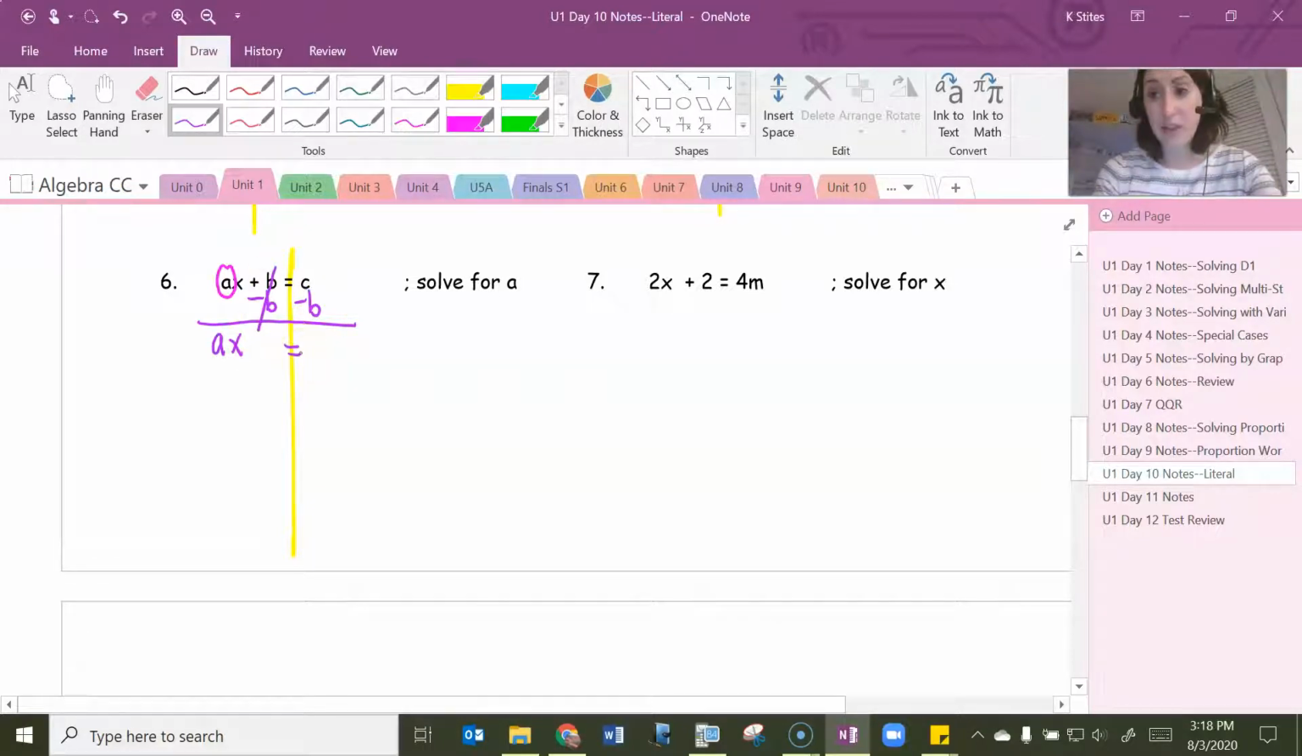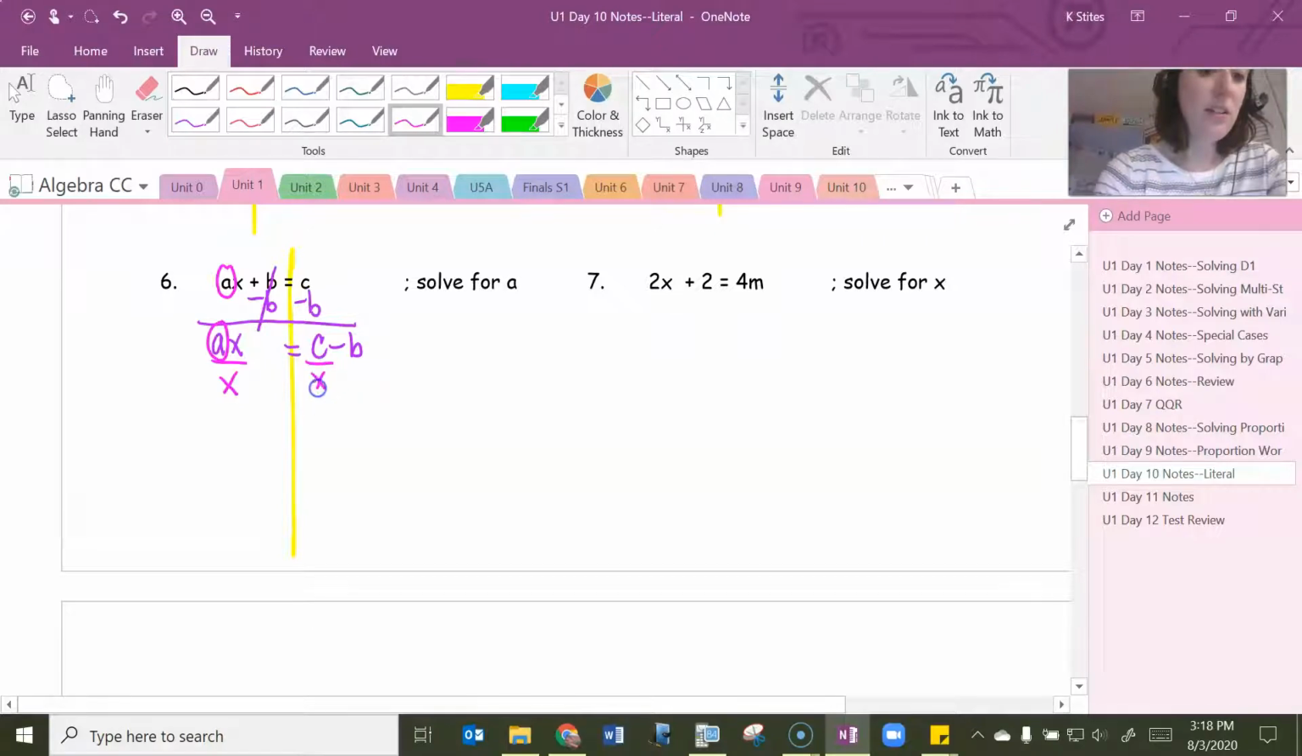And can you actually do c minus b? No, you cannot, so you just rewrite it. You're still solving for a, so I'm going to recircle it. How do you get rid of the x? We just divide. Okay, and you're going to divide each of these by x. Okay, so we have a equals c over x minus b over x.